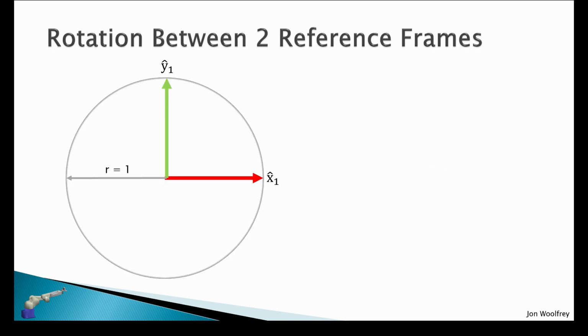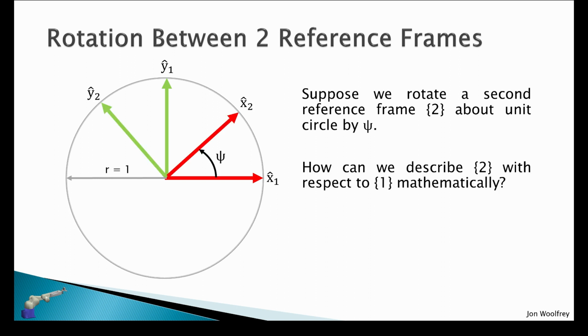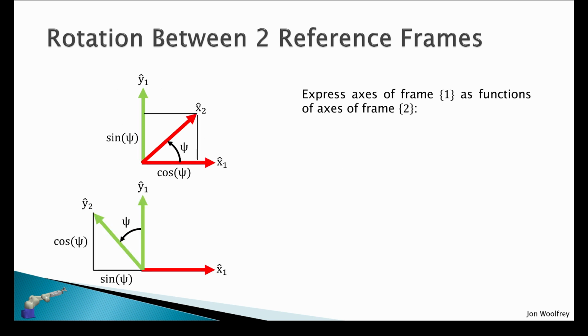Now let's consider the rotation between two reference frames. So suppose we rotate a second reference frame 2 about a unit circle by an angle of psi. The question is then, how can we describe reference frame 2 with respect to reference frame 1 mathematically? So you can see here I've split the second reference frame into its x component and y component and use some trigonometry to express it relative to frame 1.